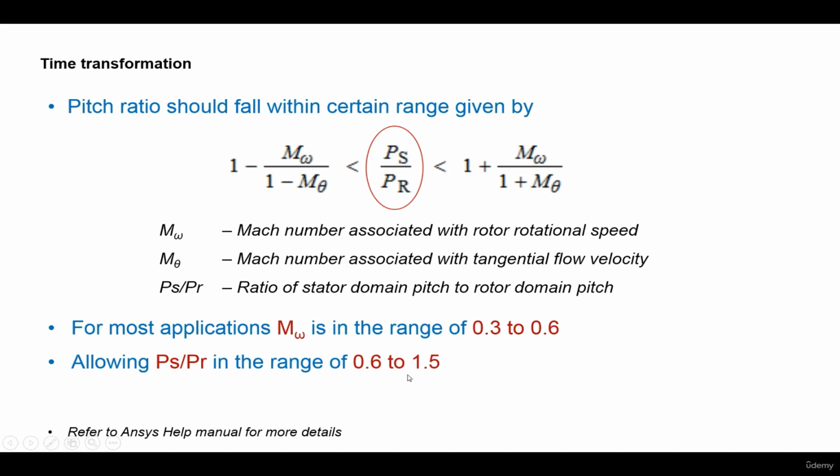Hence, time transformation model allows you to solve problems with single rotor and stator periodic mesh which has the pitch ratio in the range of 0.6 to 1.5. For more details on time transformation method, you can refer to the Ansys help manual. Now we shall look at the example problems of profile transformation and time transformation.